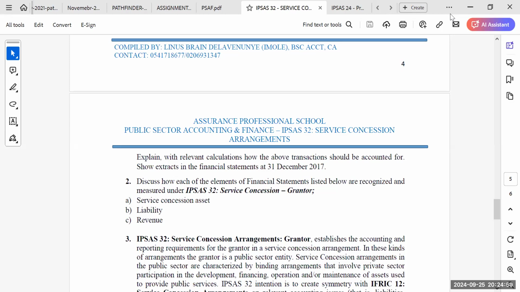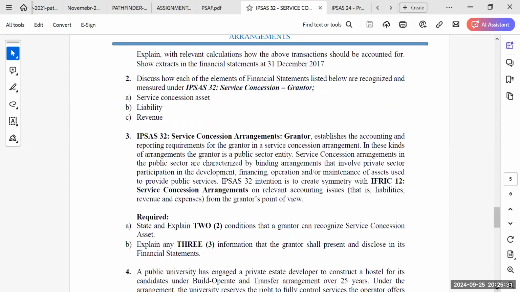What about the revenue? Revenue arising from this should be recognized in line with IPSAS 9, revenue from exchange transactions. Okay, and this should be measured at fair value, the money that they are paying to you. If there is any shared revenue, what we are getting from the shared revenue should be the amount. Very simple. It's a very simple exercise, and you don't have to really do much.